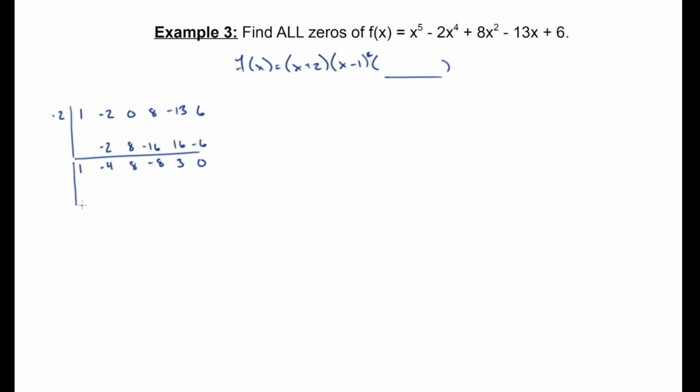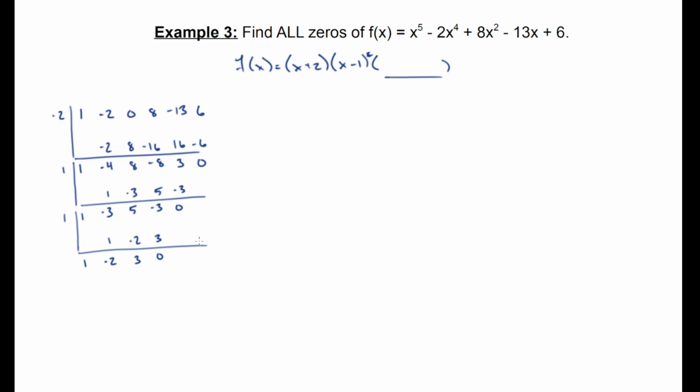So I'm just going to leave everything there and do this again, but for 1 this time. So I got 1, -3, 5, -3, and 0. Nice. And I'm going to do this one more time, and this is going to be 1. So we got 1 again, -2, 3, and 0.